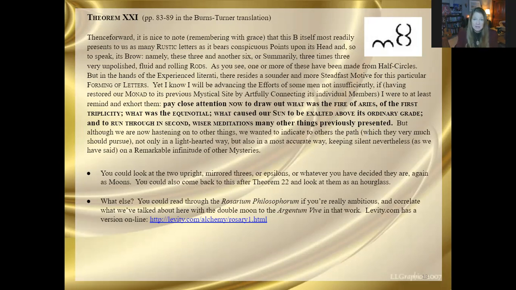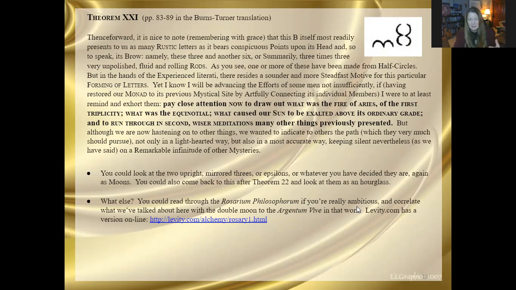All the things we've talked about, you can read through the Rosarium Philosophorum and you can apply it there. In fact, if you want to just get a whiff of that without taking a deep dive, just go to the translation, and I'll drop that link below too, that is on Adam McLean's alchemy site, levity.com. And word search through for Argentum Vivae and let that be Luna Vivae, the living moon. And I think you'll get a glimmer of what's going on.